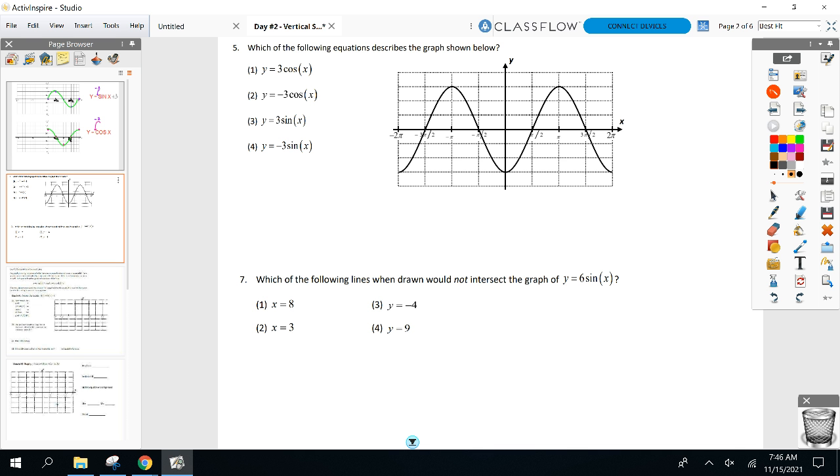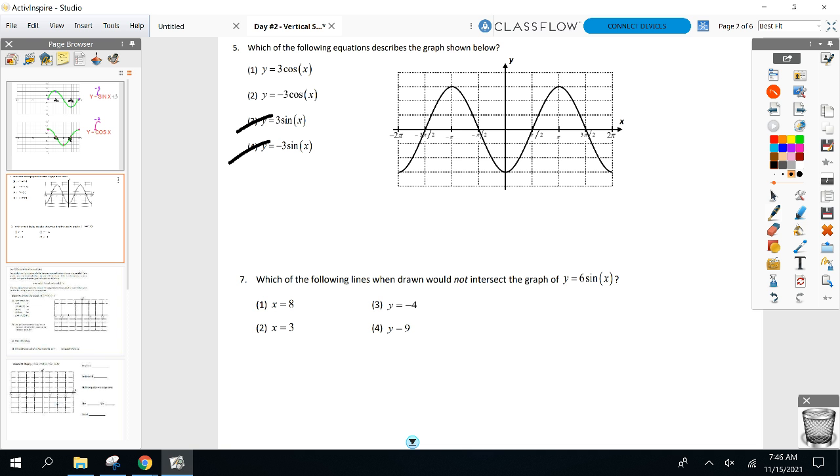Okay, take a look at number 5. I graphed a sine or cosine function, and I want to know what's the equation for this. Well, first of all, is it starting at 0? No. Okay, so we can automatically eliminate which ones? Any sines, because we know sine starts at 0. On Friday, anyway, they started at 0.